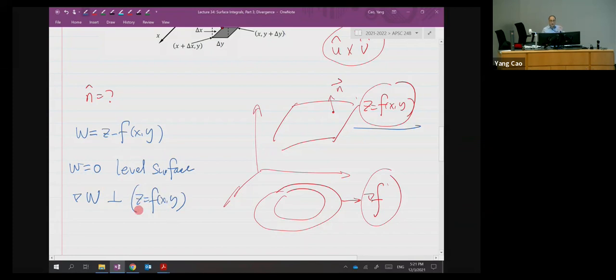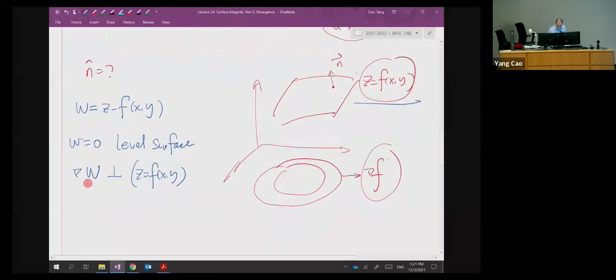The nature of the gradient vector depends on how you interpret it. If you have a 2D gradient vector, it must be perpendicular to the level curve. If you have a 3D gradient vector, then it must be perpendicular to the level surface. So all you need to do is to calculate del w. That will give you the candidate of this n here. But what I'm looking for is n hat, so then normalize it, you get the n hat.